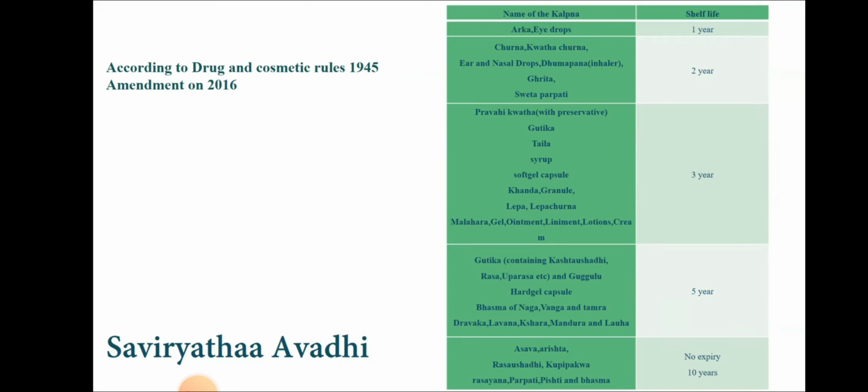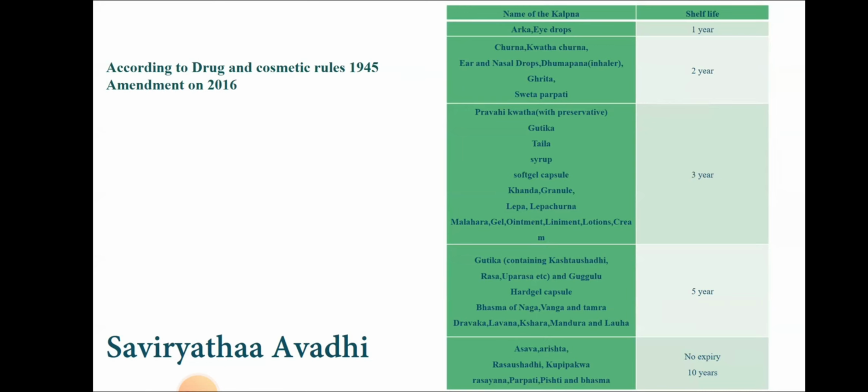And Gutika, containing Kashta Aushadhi, Rasa and Uparasa, Guggulu Kalpanas, hard gel capsule, Bhasma of Naga, Vanga and Tamra. This is an important one because generally we mention the Bhasma Kalpanas can be used for infinite period of time. Those Bhasmas can be stored for infinite period of time and can be sold also. But according to the amendment 2016, it is clearly mentioned that Naga, Vanga, Tamra Bhasma, the shelf life is 5 years. After that, you cannot sell the Naga, Vanga and Tamra.